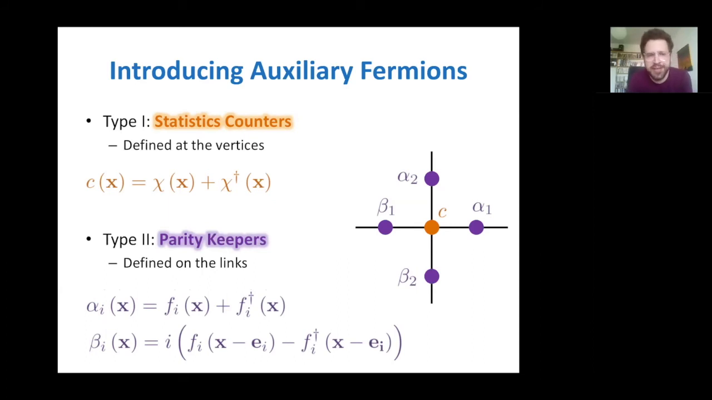At each vertex, I define a Majorana mode C, which is related to a regular fermion chi. It's the Majorana fermion, which is the sum of the annihilation and the creation operators of the mode chi. This will help us to keep the statistics, and we will see how. The other type of auxiliary fermions, I call them parity keepers, and I place them on the links. I put on each link two auxiliary Majorana modes, alpha and beta. The alpha modes are associated with the beginning of the link, and the beta modes are associated with the end of the link. And the alpha and beta modes of one link are related to the same normal fermionic mode, which we denote by F.